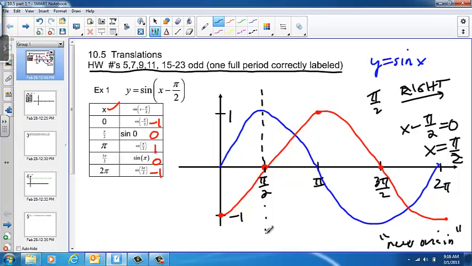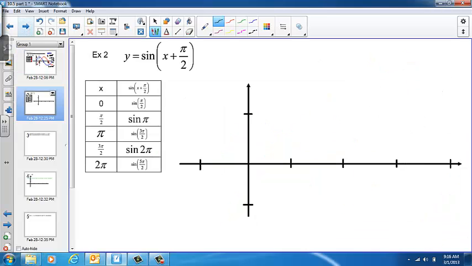Okay? Now, let's see what happens when I replace x with x plus pi over 2. Again, let's graph the sine function in blue. Let me label the quadrantal values. 2 pi, pi over 2, 3 pi over 2. This over here will be negative pi over 2. This will be 1 and negative 1.